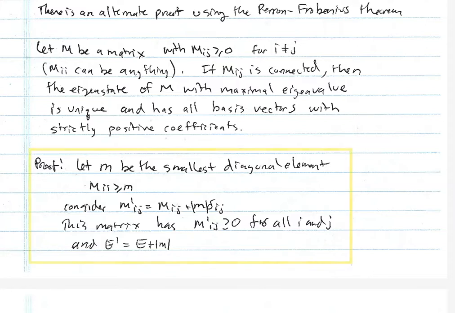So the first thing we're going to do is let m be the smallest diagonal element, where a large negative number is, in this case, considered a very small number. And we're simply going to look at M prime, where we add the absolute value of m times delta_ij to M_ij. That is a matrix that has M prime_ij greater than or equal to 0 for all i and j. And then the eigenvalue E prime is just equal to E plus the absolute value of m, because I simply added the absolute value of m times the identity, and that just shifts the eigenvalues by the absolute value of m.